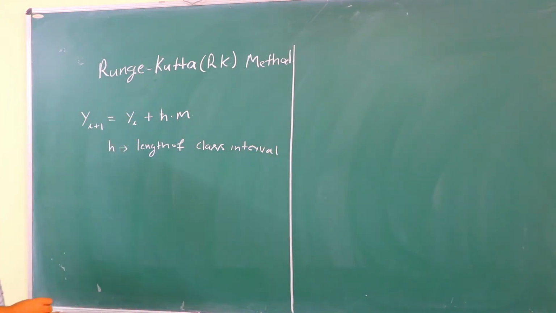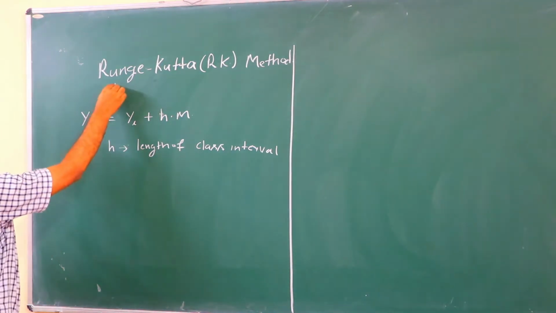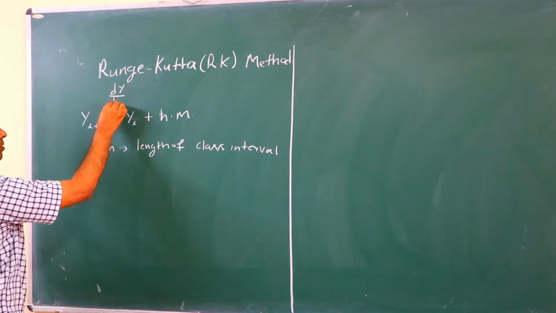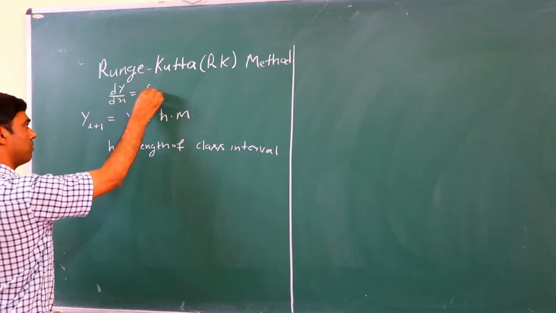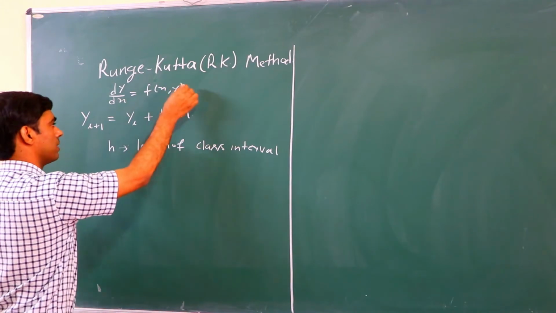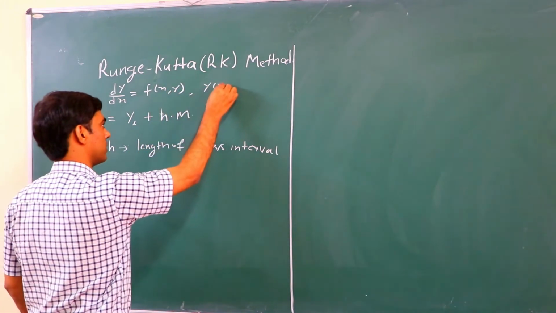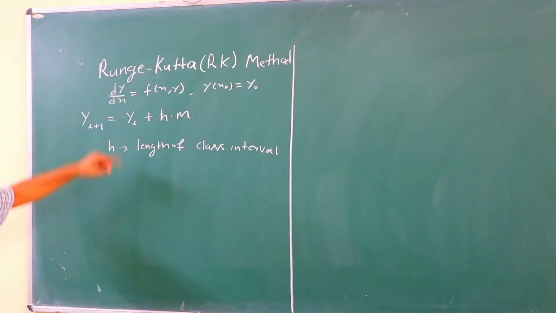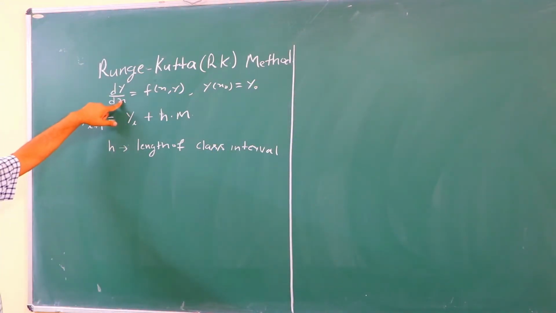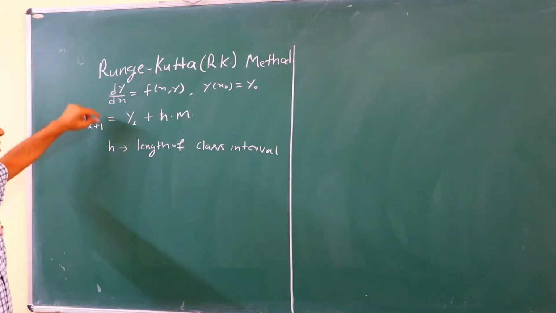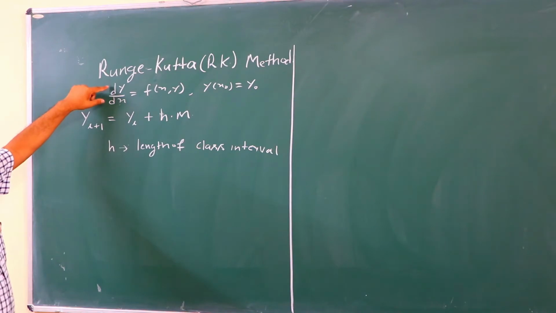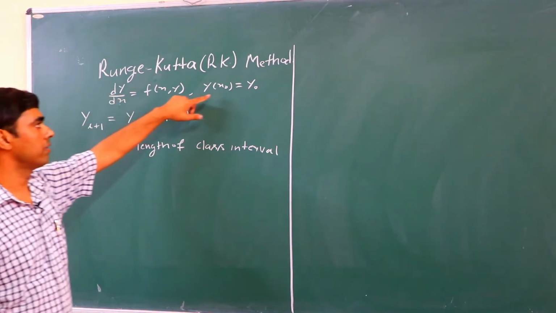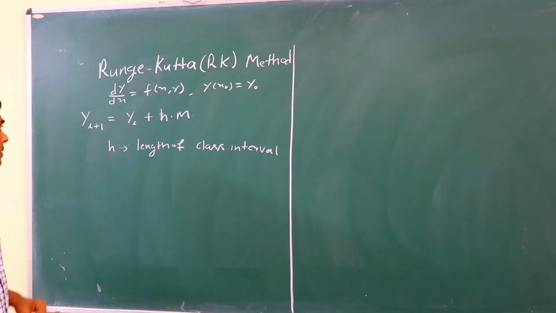So what is our aim in a Runge Kutta method? We try to solve dy/dx = f(x, y), given that y(x0) = y0. Our aim is to solve a first order differential equation with initial values, that is, an initial value problem.